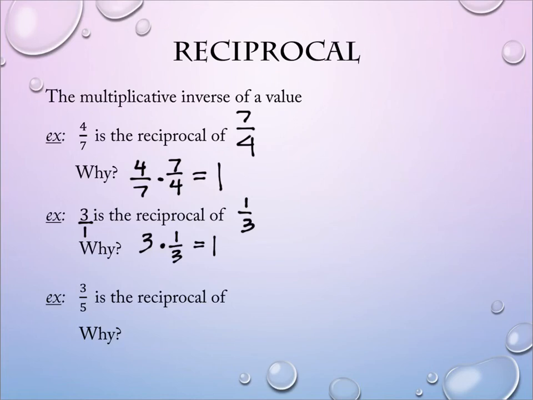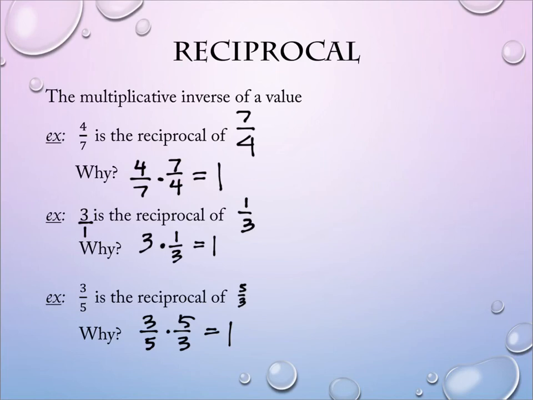So how about 3/5? What is it the reciprocal of? 5 over 3. And the reason why? Same thing, because 3/5 times 5/3 is equal to 1. That's the why. That's going back to the definition.